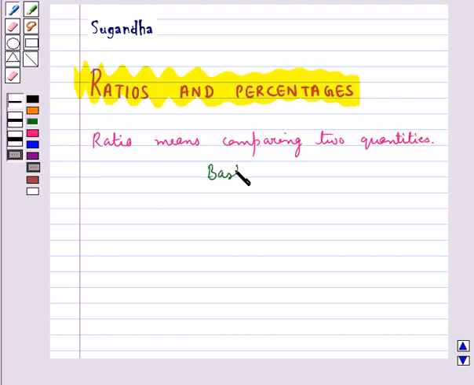Consider a basket in which we have four red balls and six black balls. Let's try and compare the red balls and the black balls in the basket using the ratios.